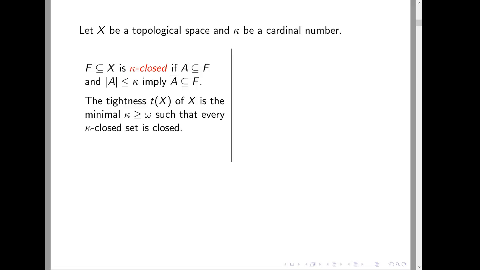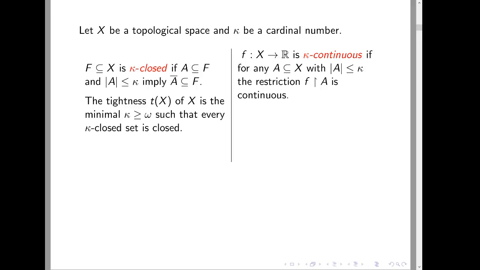So roughly speaking, this cardinal number, the tightness, measures the minimal size of sets determining the topology, because closed sets determine the topology. So one can ask, what if instead of looking at the minimal size of sets determining the topology, we look at the minimal size of sets determining the continuity of functions? This leads to a definition of functional tightness.